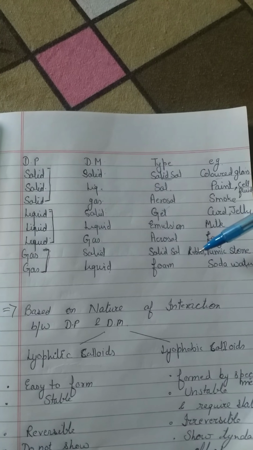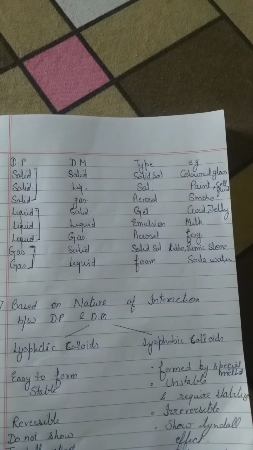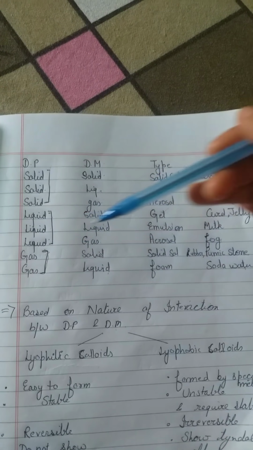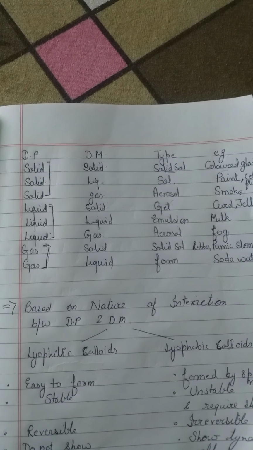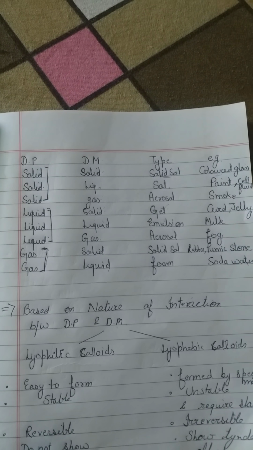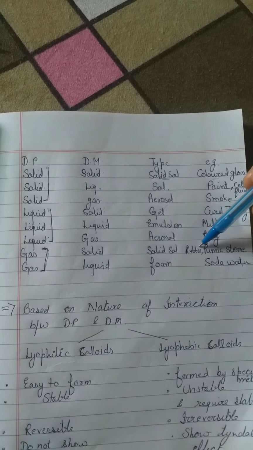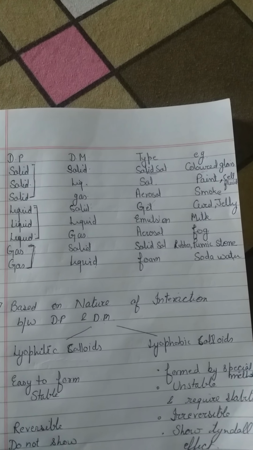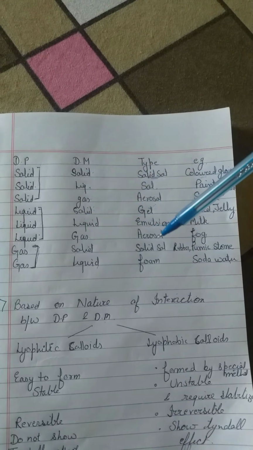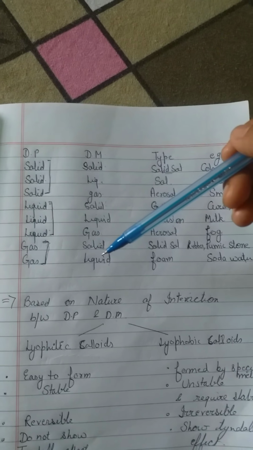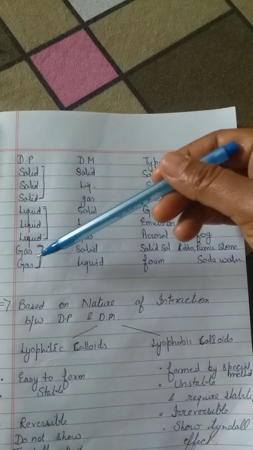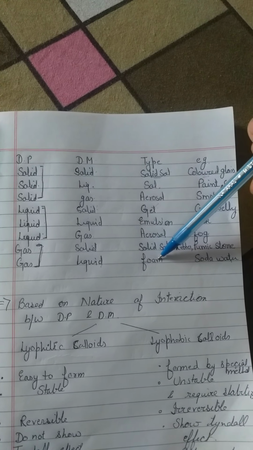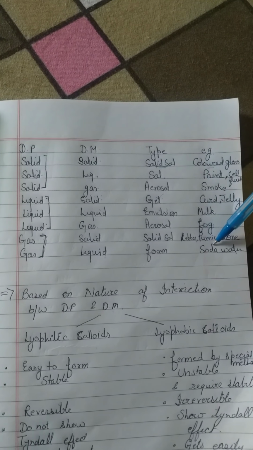Here the examples are rubber and pumice stone. Your rubber, you are able to press it because some air gets entrapped inside it. As you apply pressure, that air is expelled, that's why you are able to press it, right? You have a sponge, that is also solid in appearance, but you are able to press it because some air gets entrapped inside it. So those are the solid sols. Now if your dispersed medium is in the liquid state and your dispersed phase is in the gaseous state, here a type of colloidal solution is formed, and the example is soda water.